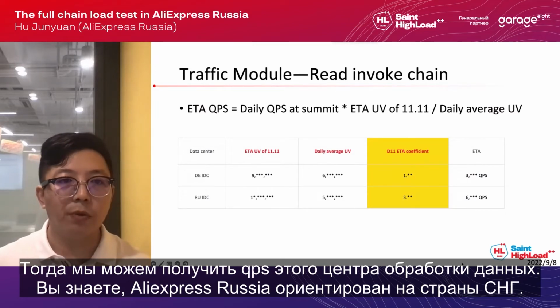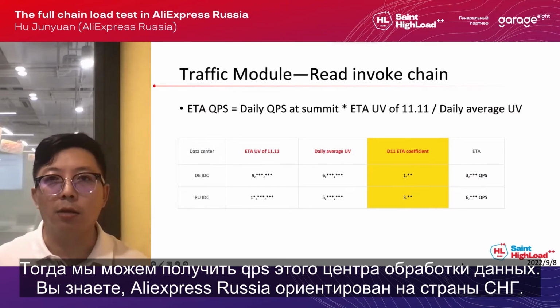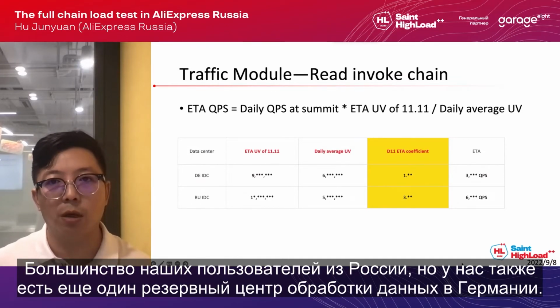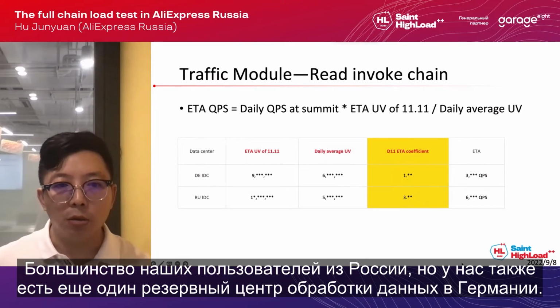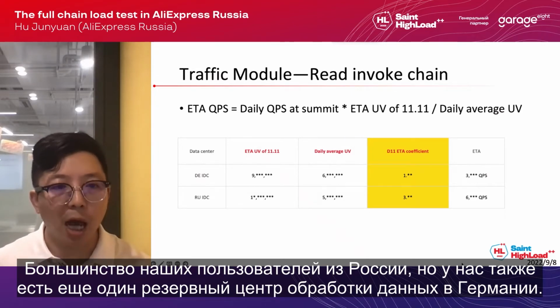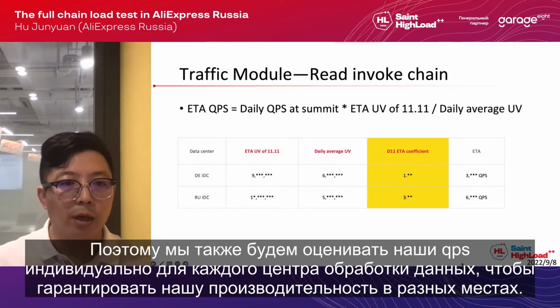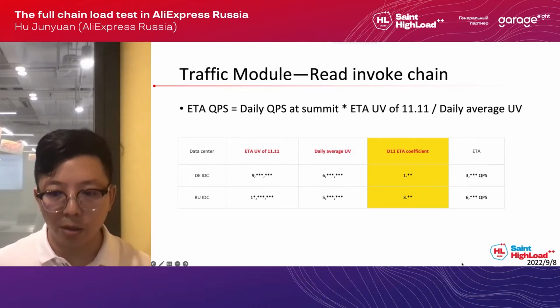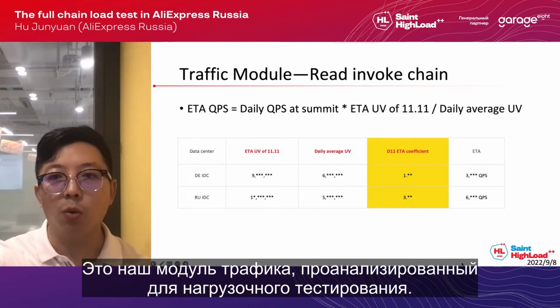And also, AliExpress Russia is focused on the CIS countries. Most of our users come from Russia. And we also have another data center as our backup in Germany. So we also estimate our QPS in each data center individually for granting our capacities in different places. It is also another way to guarantee the system stability. Okay, this is our traffic model analysis of the load test.